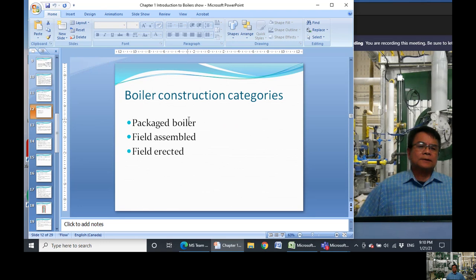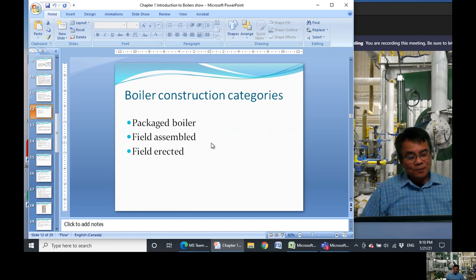Now the categories of boiler: the package boiler, the field assembler, and the field erector. The package boiler is everything built in the factory. Built in the factory, they just ship it to your plant. You hook up the water, the steam pipe, and the electricity, and you can put it in service in no time. Field assembled means certain parts are made in a factory, shipped to the site, and then put together. This one is a whole lot bigger boiler. Now the field erected boiler is where you build everything from scratch.